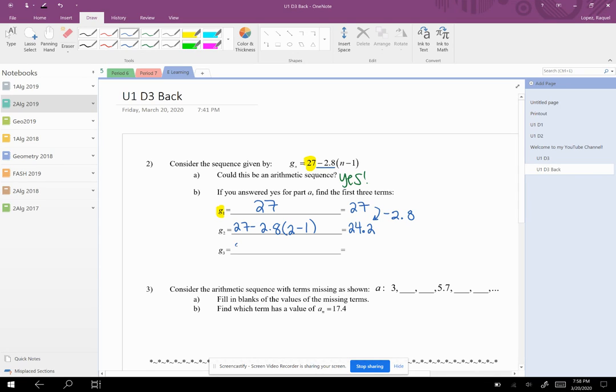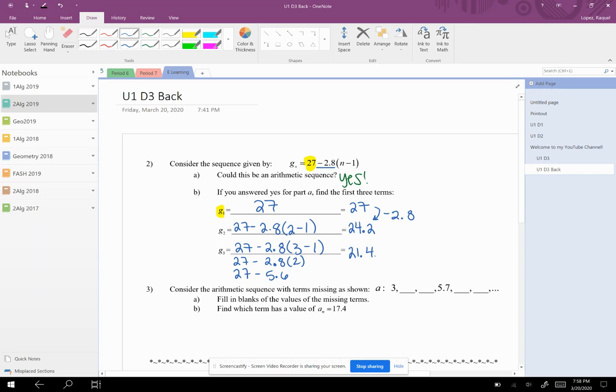Okay, now let's go ahead and practice finding the third term. So we're going to plug in 3 in for n. So I get 27 minus 2.8 times 2. Oh, I'm sorry, 2.8, not 28. So we get 27 minus 2.8 times 2 is 5.6. And then 27 minus 5.6 is 21.4.